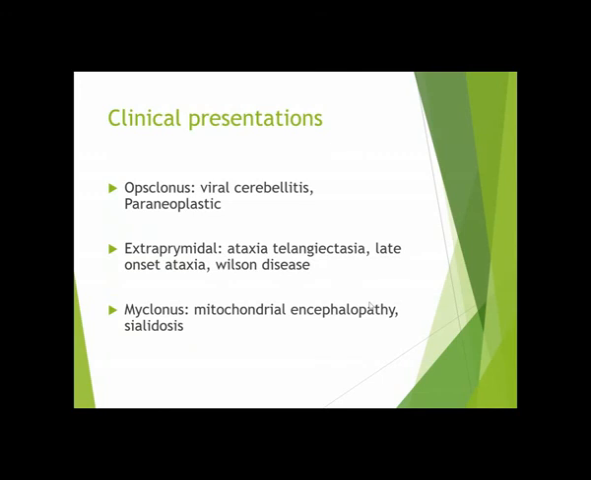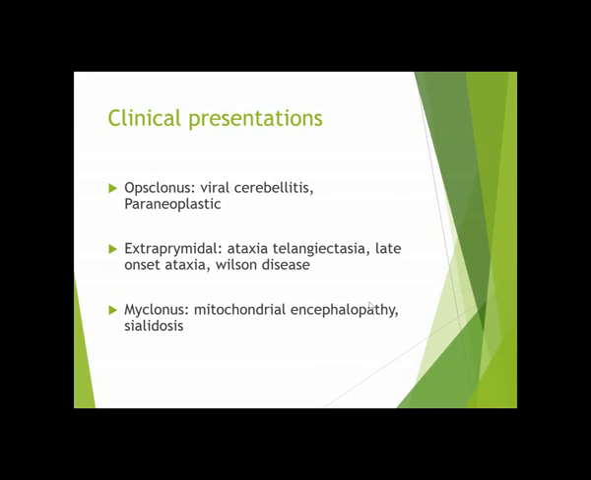Then we have extrapyramidal features. Extrapyramidal features can be present in ataxia telangiectasia, some late onset ataxias of the autosomal dominant type, and also in Wilson's. Any patient who has young onset Parkinsonism, you need to rule out Wilson's disease. As a rule, you have to rule it out by doing the workup like LFT, serum ceruloplasmin, 24 hour urinary copper excretion, and examining for the KF ring with the slit lamp. So this was a good point to share. Then we have myoclonus. If there is myoclonus, think about either mitochondrial encephalopathies or sialidosis.